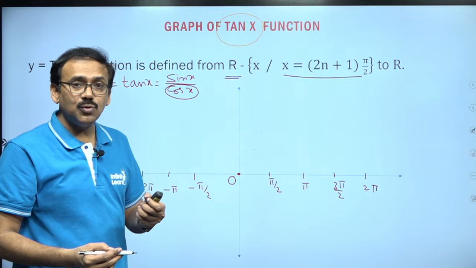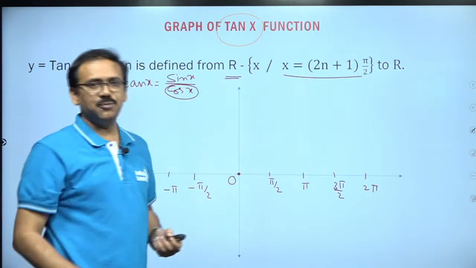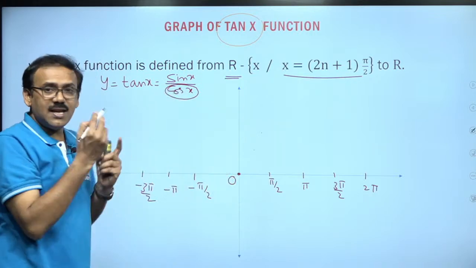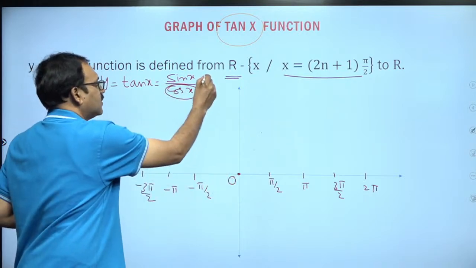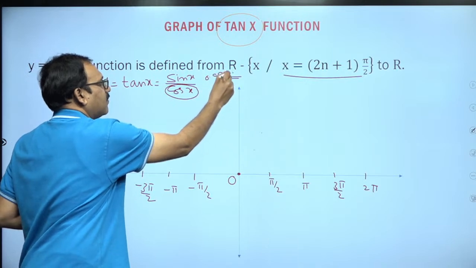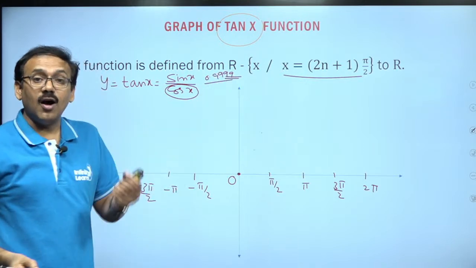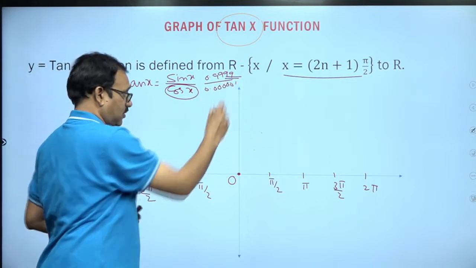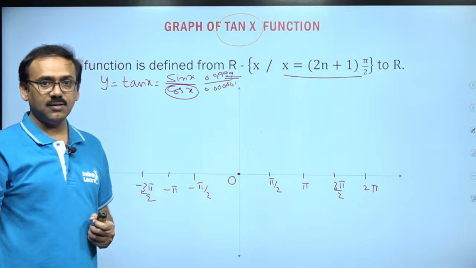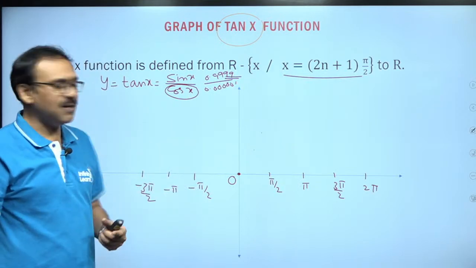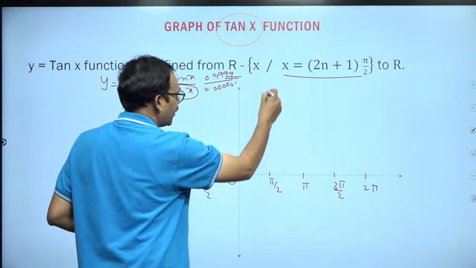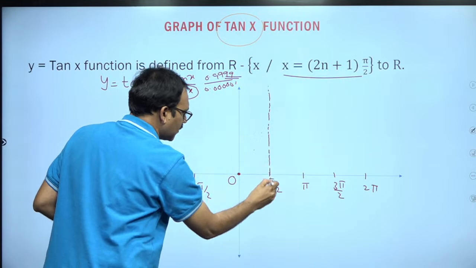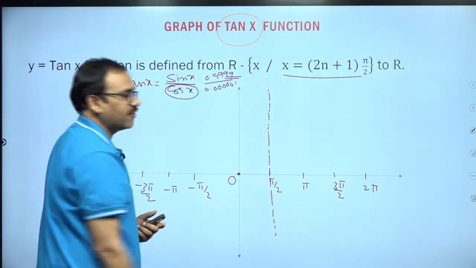When you go to almost pi by 2, means at almost pi by 2, left of pi by 2, sin x will be almost 1, say 0.9999 something, by cos x will be almost positive 0, 0.000000 something. So, this number will be very big number. So, dear friends, for your reference, just let me draw some dotted line. This is not part of the graph, this is just a reference line.